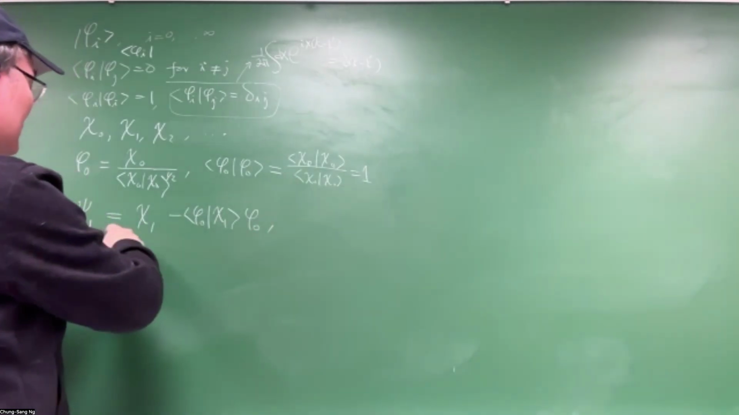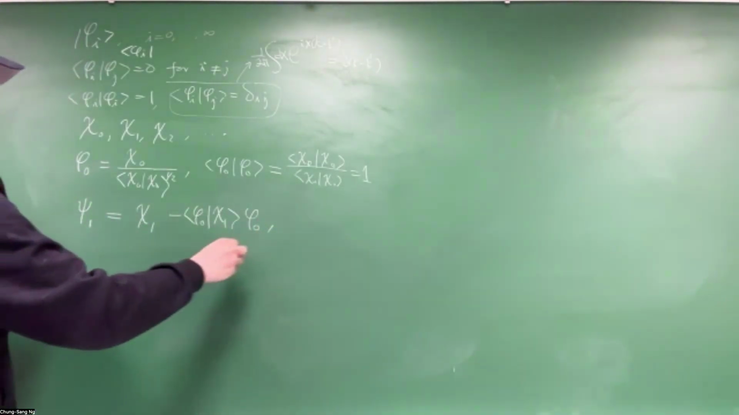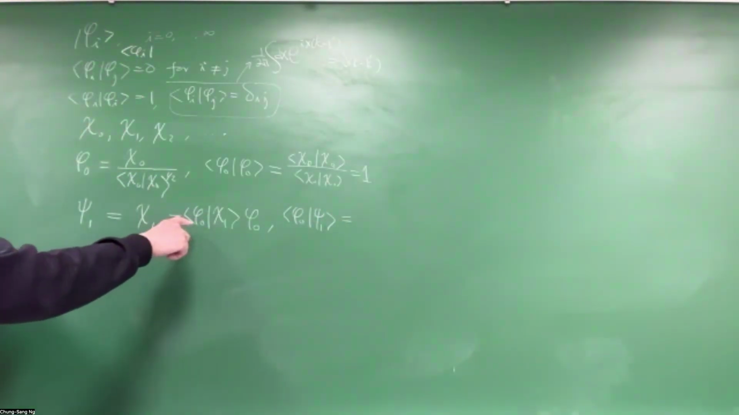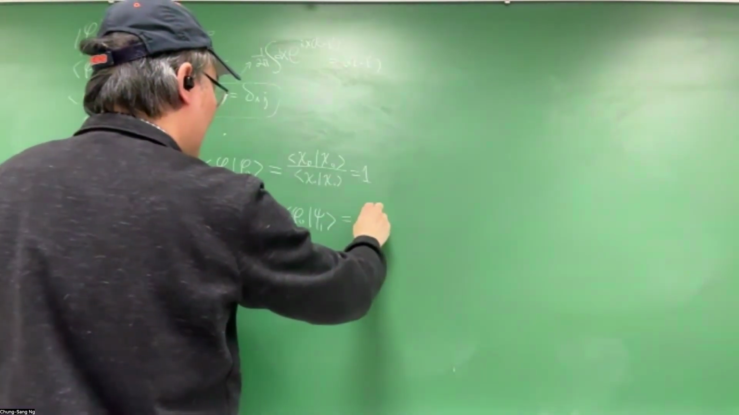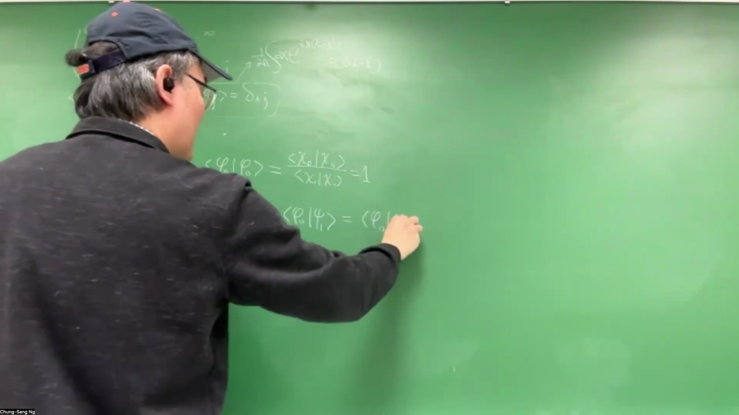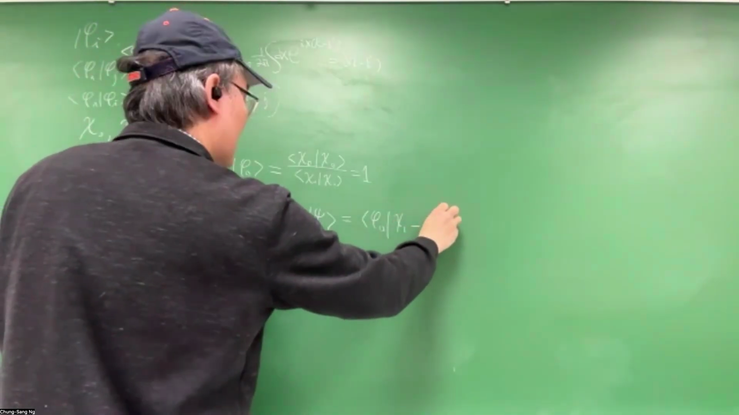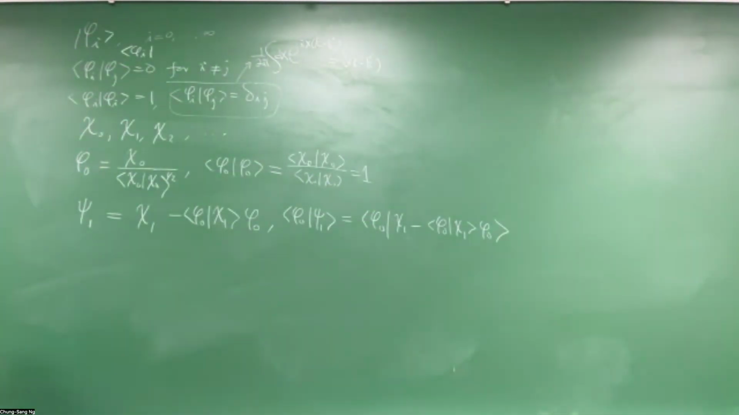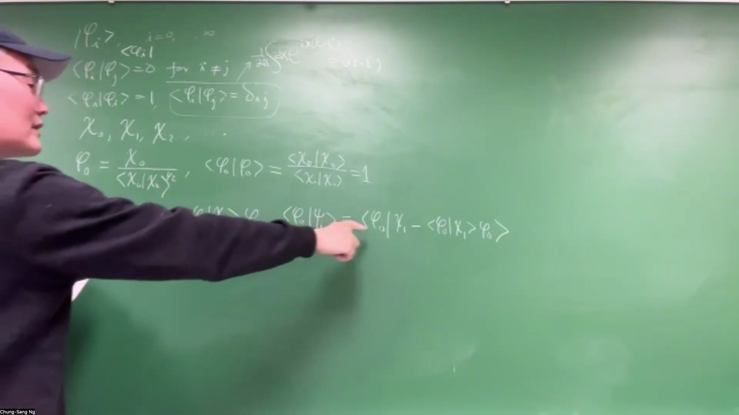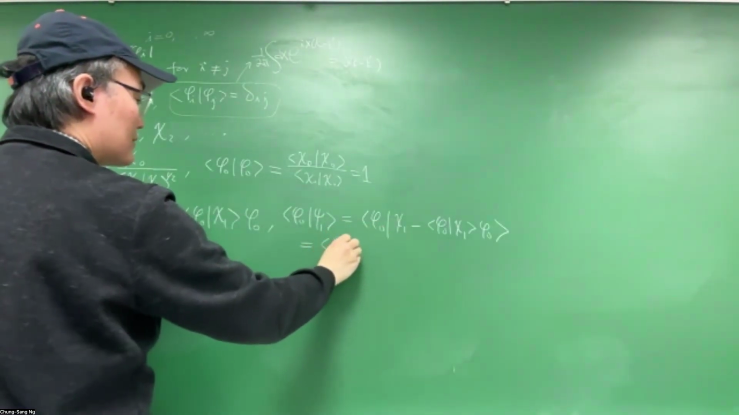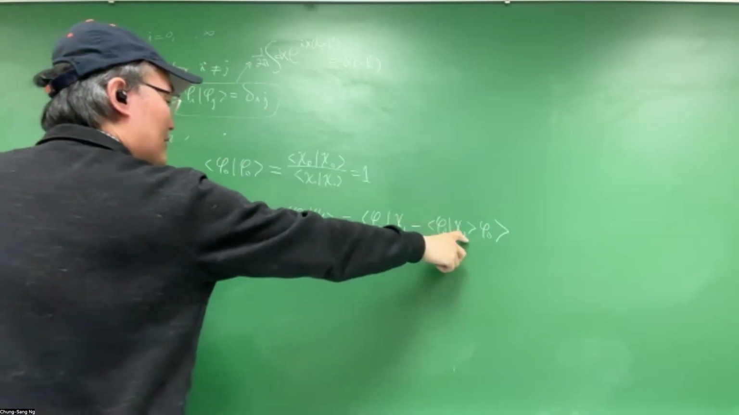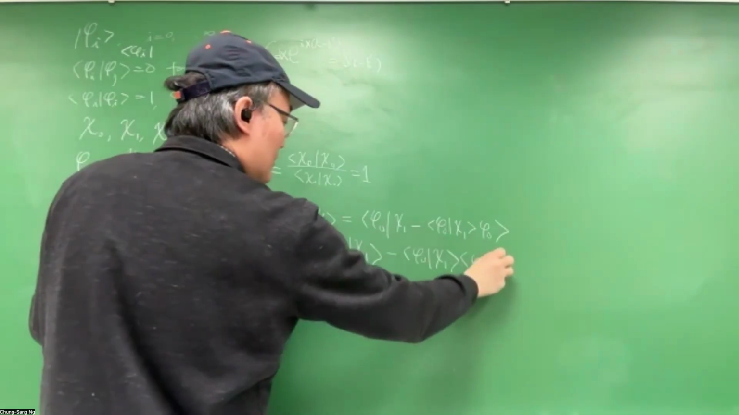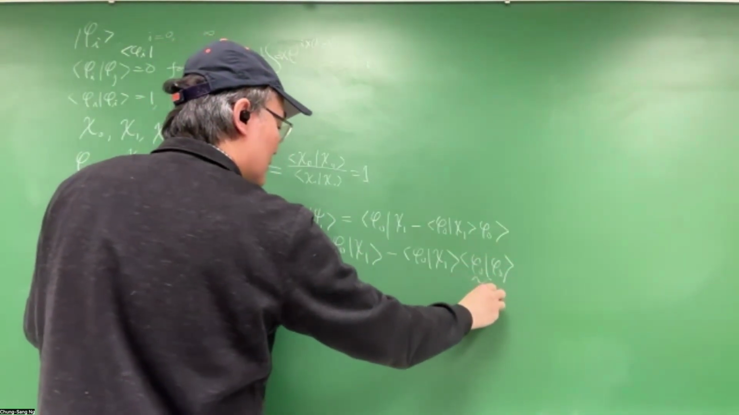So you check the scalar product of phi 0 with psi 1. Just substitute this in: phi 0 with chi 1 minus the scalar product of phi 0 with chi 1 times phi 0. You get the first term, phi 0 chi 1, minus, this is just a number, the scalar product phi 0 chi 1 times the scalar product of phi 0 with phi 0, which by construction is just 1. So this is zero.